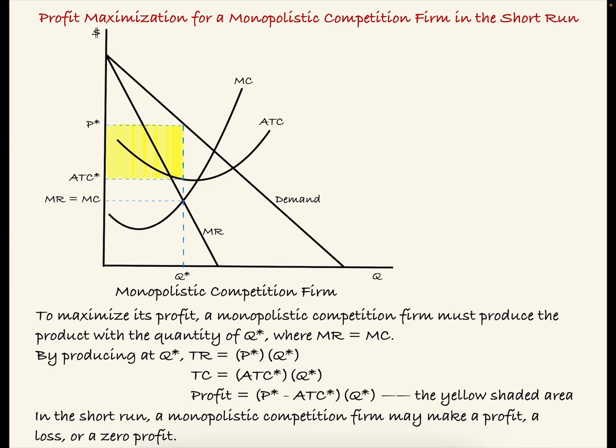Generally, in the short run, a monopolistic competition firm may make a profit, a loss, or a zero profit. Our firm in the example makes a profit, as seen with the yellow shaded area.